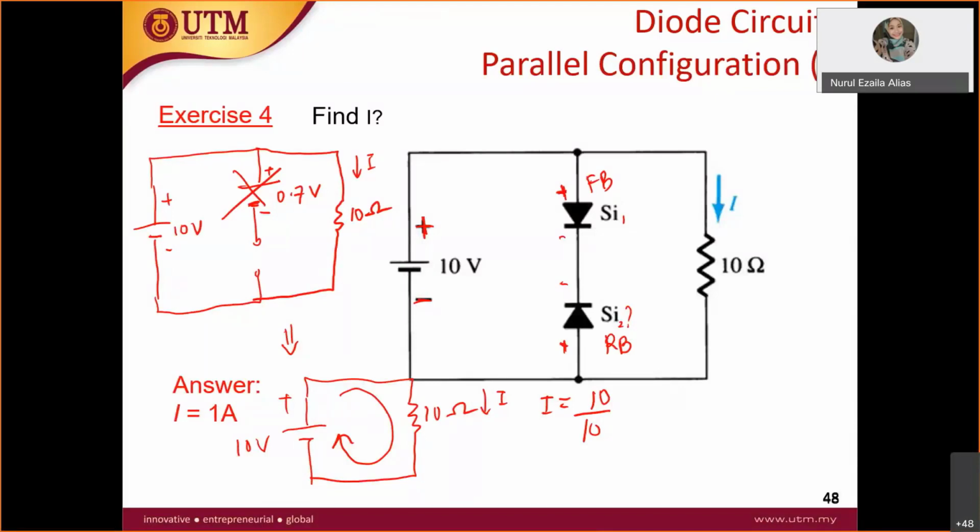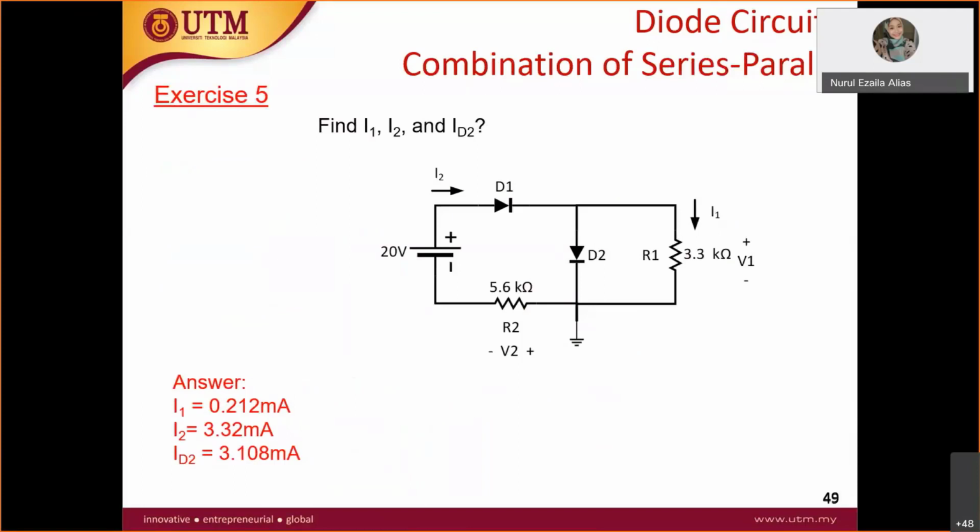Okay, 10 over 10 is 1 ampere. Correct. Great. So this is quite straightforward, but I think this is interesting. The diode is on in opposite connection. So let's take a look at exercise 5.